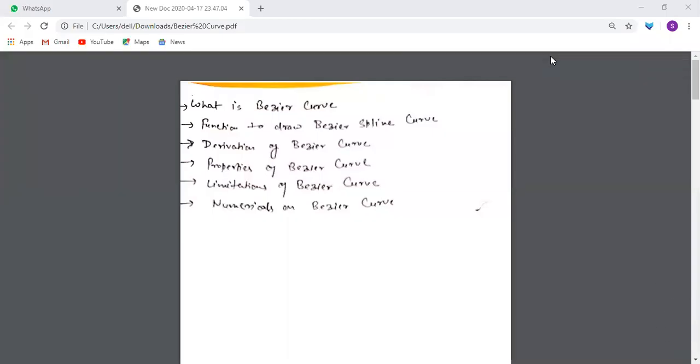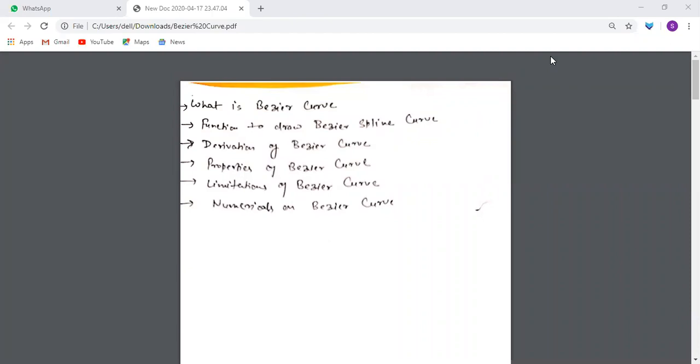Hello everyone. In yesterday's lecture, we have covered the details of a spline curve. We have seen that the spline follows the interpolation and approximation method. So there are two types of spline curve: interpolated spline curve and approximated spline curve. We have also seen the general expression to represent a spline curve.